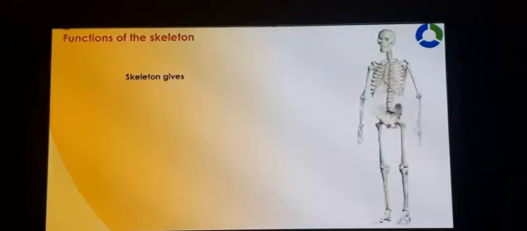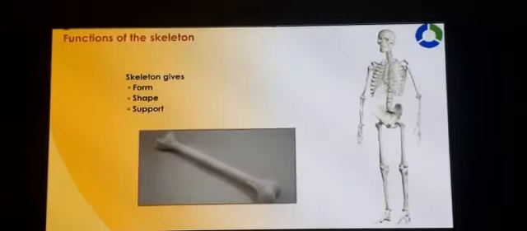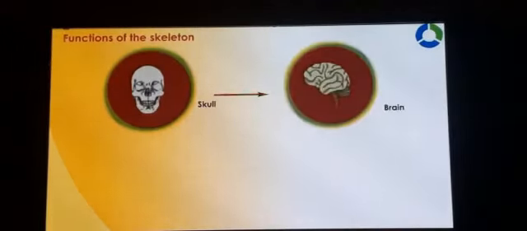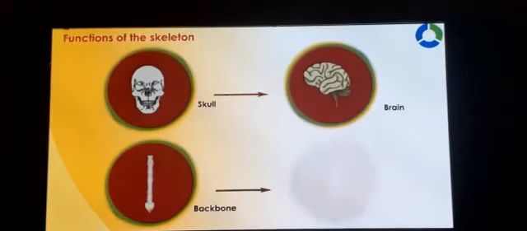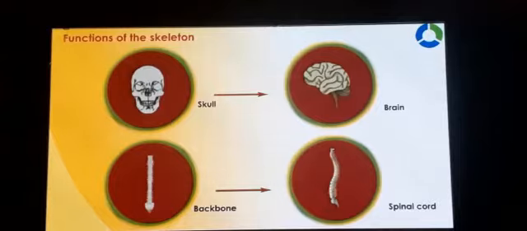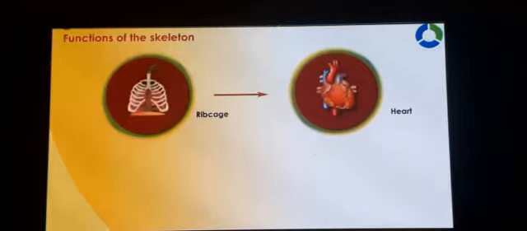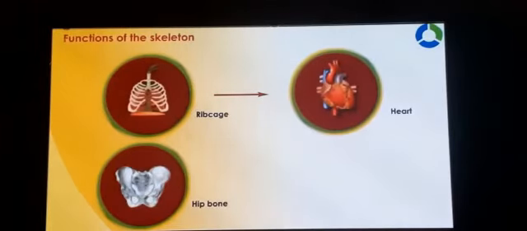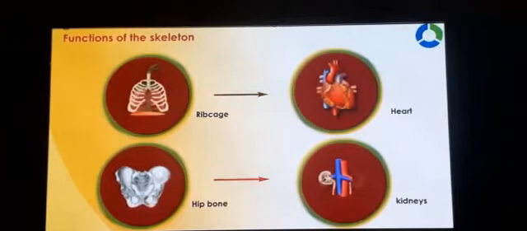Functions of the skeleton. The skeleton gives our body form, shape, and support. The bones are hard and strong, so they do not bend. The skull protects the brain. The backbone protects the spinal cord. The rib cage protects the lungs and the heart. The hip bones protect organs like the kidneys, bladder, etc.